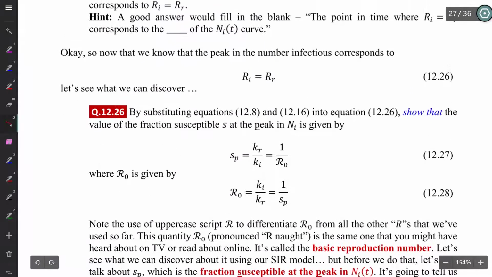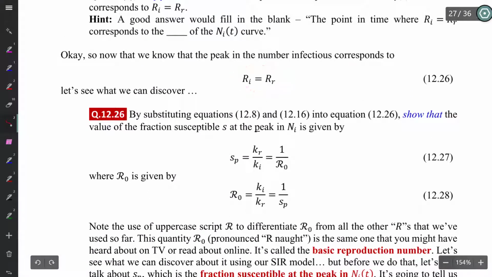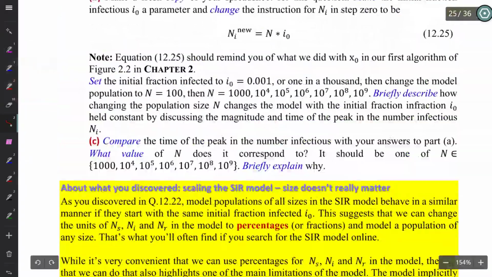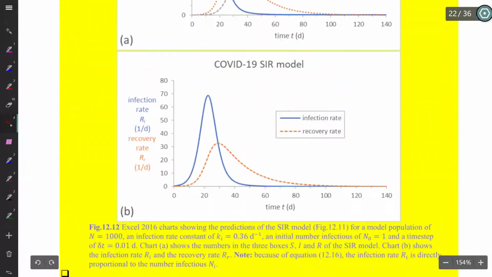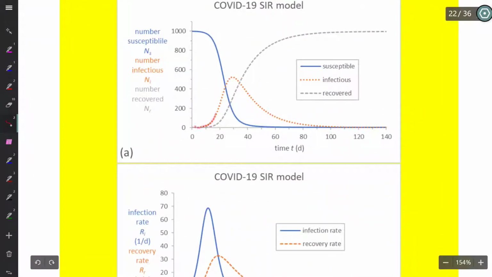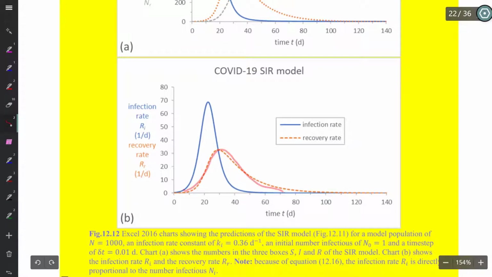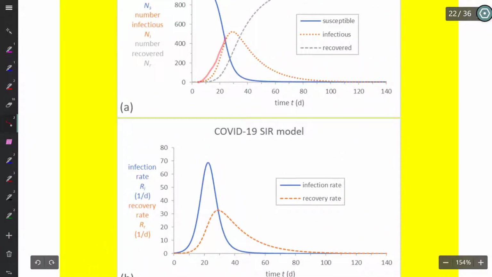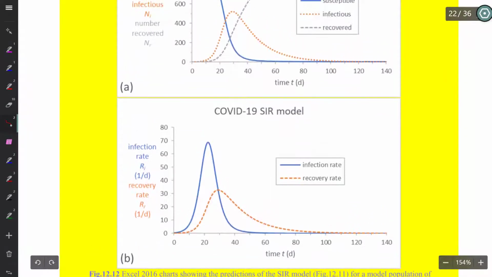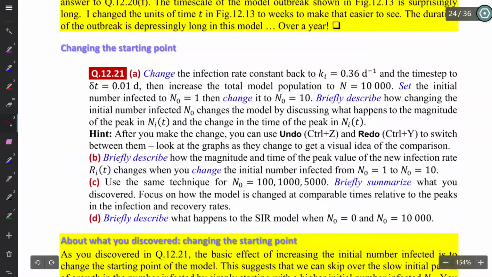Alright, so the next question starts with this preamble. It says we just figured out that at the peak, the place where the number infectious peaks, let me go back to the figure and talk about that for a bit. Here's the graph of the number infectious. At this peak, because this orange curve is the same as this orange curve, the peak is the place where the blue line crosses the orange line down here, and that's when the two rates are the same.